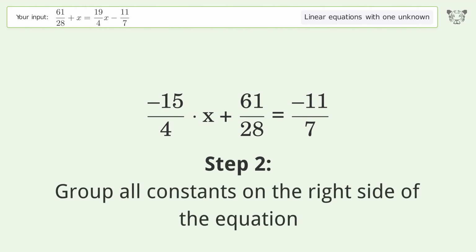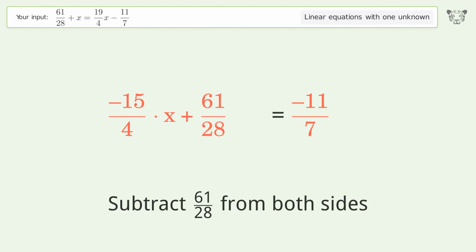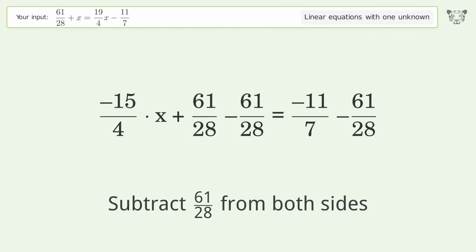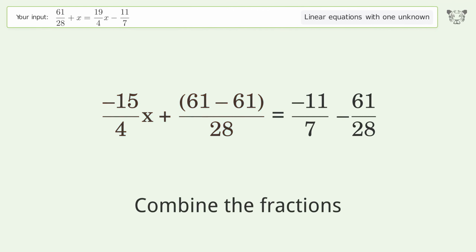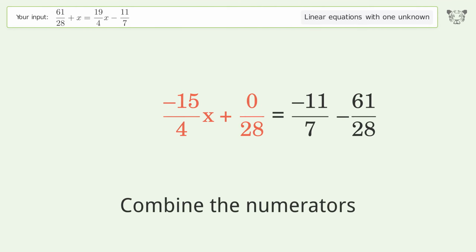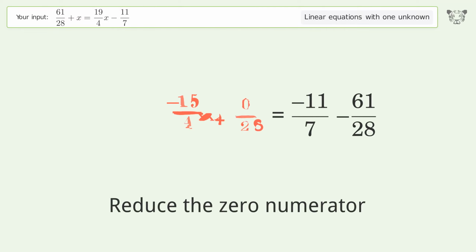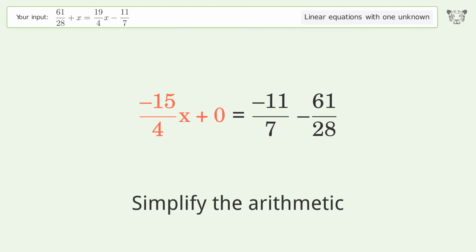Group all constants on the right side of the equation. Subtract 61 over 28 from both sides. Combine the fractions. Combine the numerators. Reduce the zero numerator. Simplify the arithmetic.